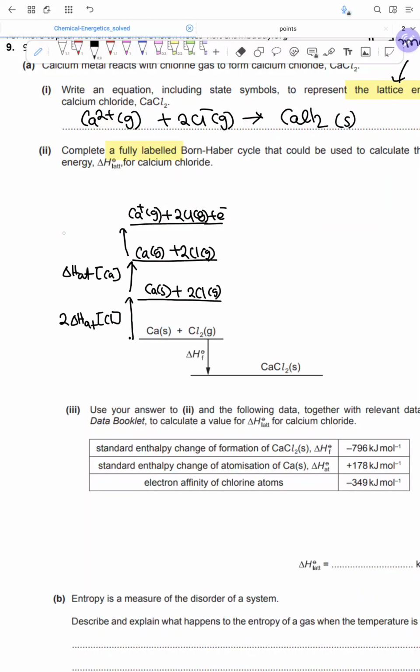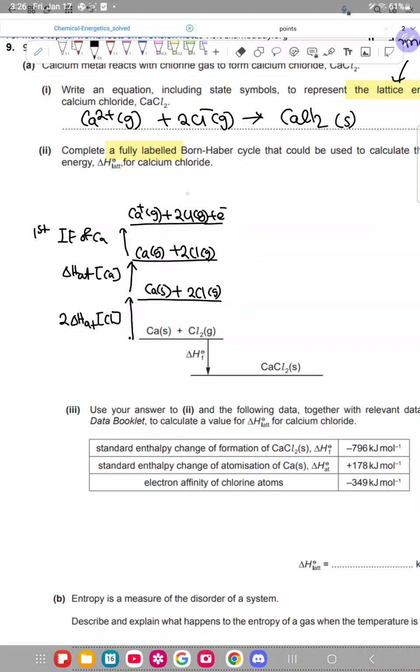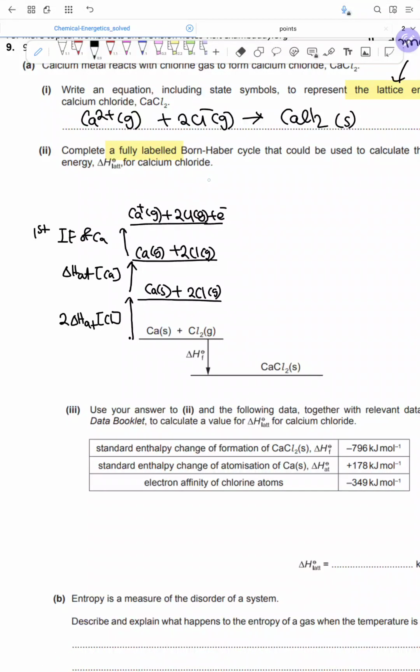Here's the first ionization energy of calcium. Then finally we are with our Ca2+ gas, 2Cl gas, and 2e-. That's our second ionization of calcium.